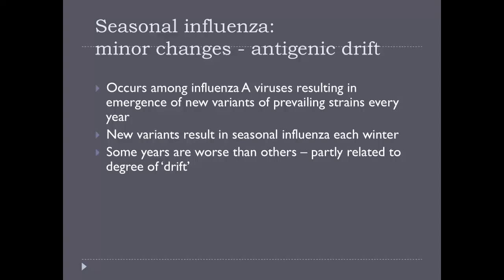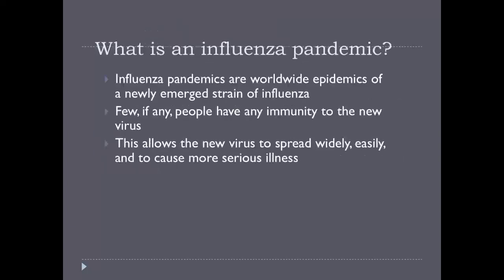And this happens slowly. This happens constantly, but it happens so slowly that you don't get a massive shift in the immune system, so you don't get a whole new variant, for instance. When you get a pandemic, that's typically caused by an antigenic shift as opposed to drift, which we just talked about.